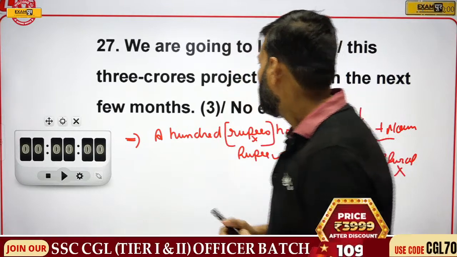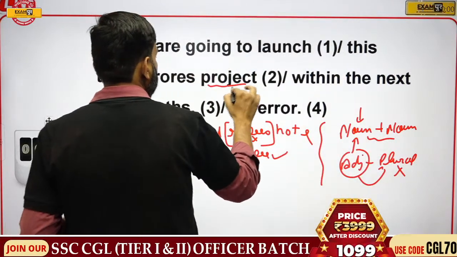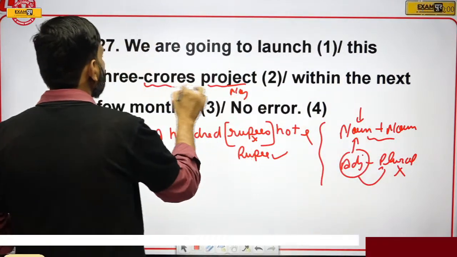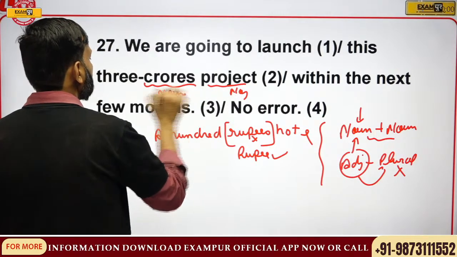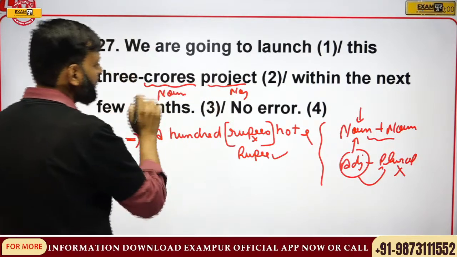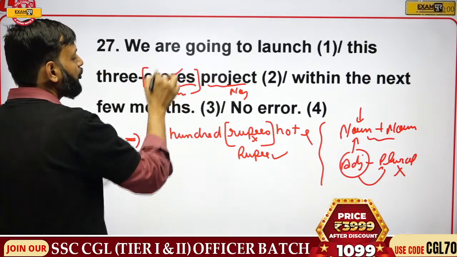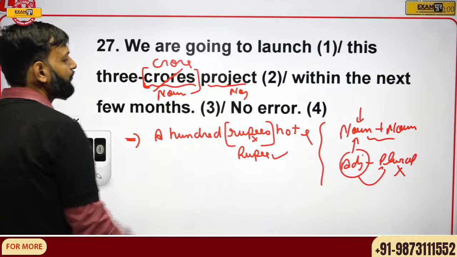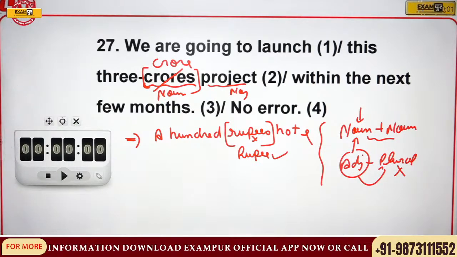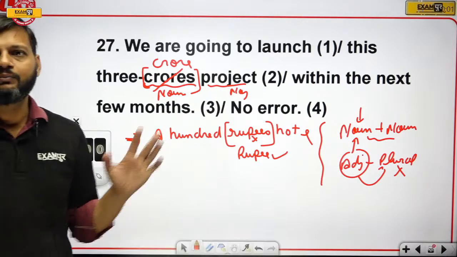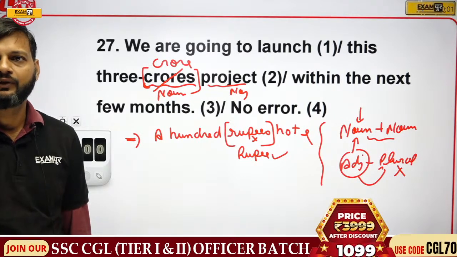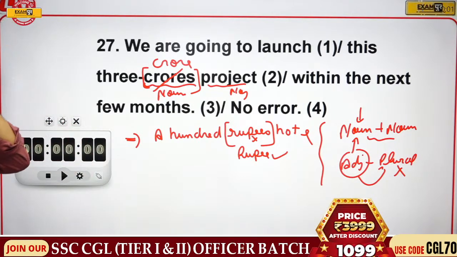So here we have project, which is a noun, and crores, this is also a noun. So when two nouns are used together, the first noun is an adjective which should not be plural. So here crores will be replaced by crore. 3 crore project will be the right answer. Got the point or not?